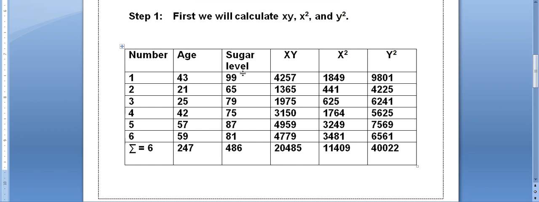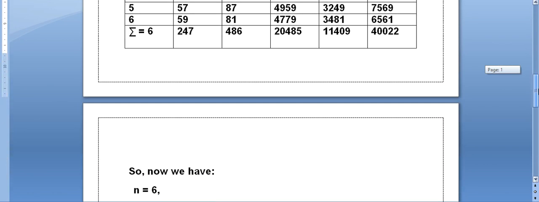Similarly for y square, y is 99 here. So square of 99 is 9801. Similarly we have to find out x square, y square and xy. And then we have to take the summation. Here we have 6 entries, so n is equal to 6, total number of variables x and y. We have 6 x variables and 6 y variables. So n is equal to 6. Summation of x is 247, summation of y is 486, summation of xy is 20,485 and so on.